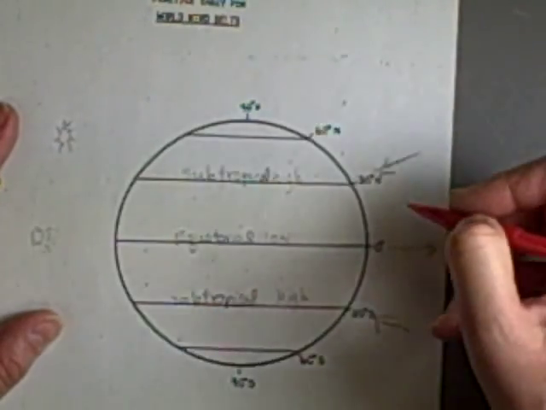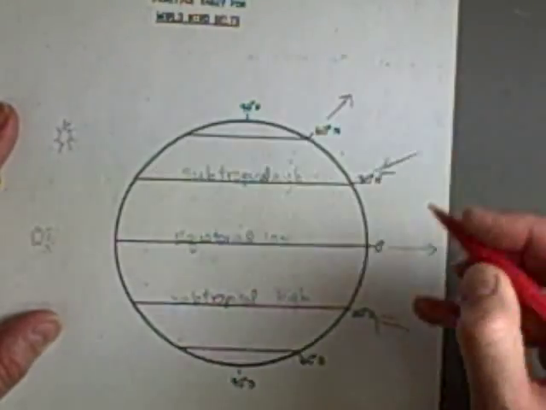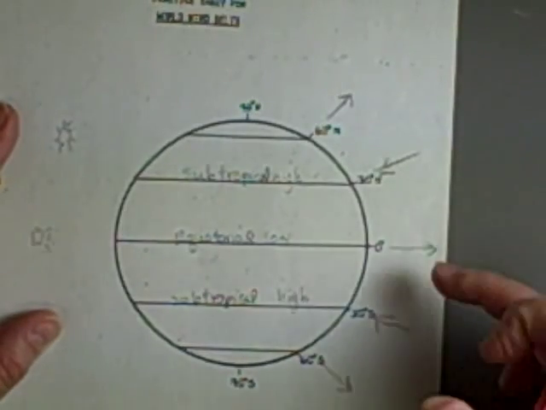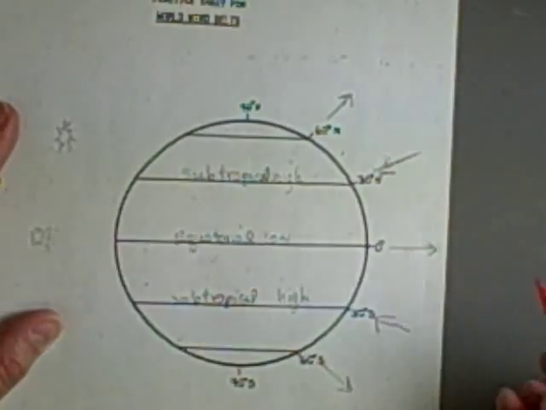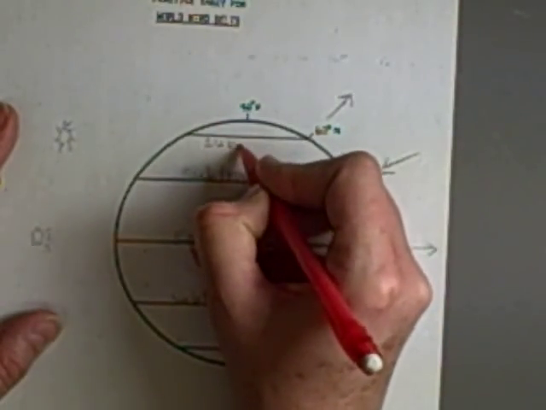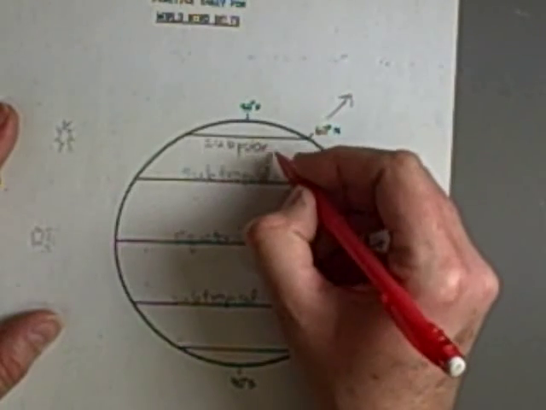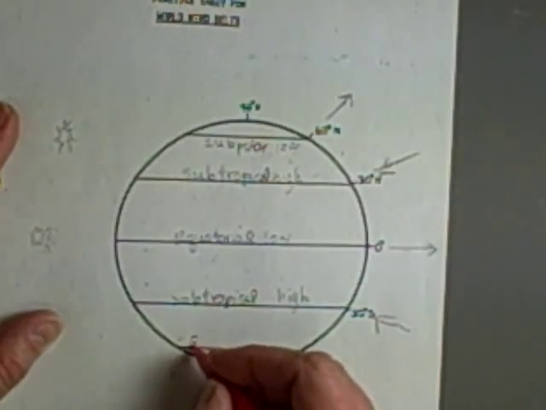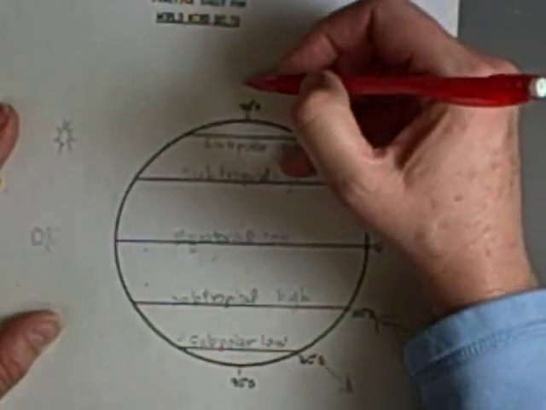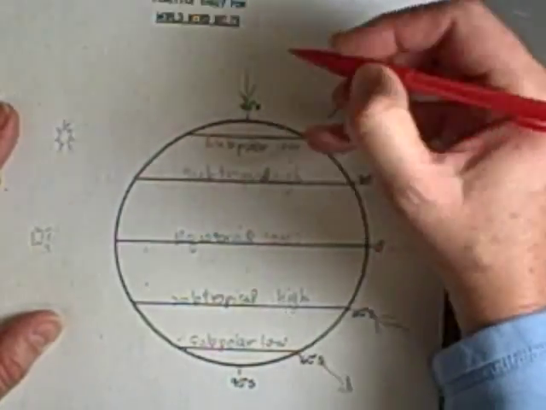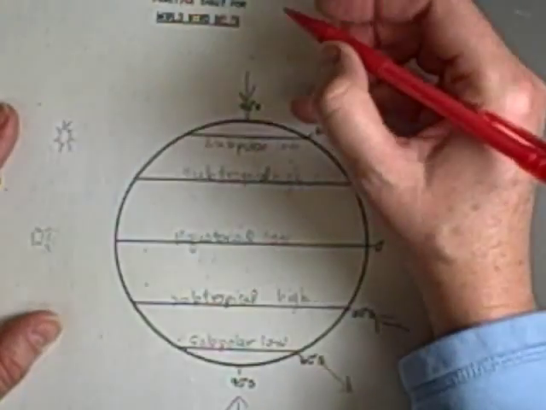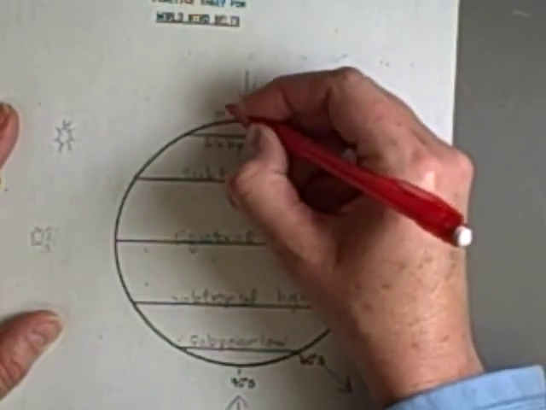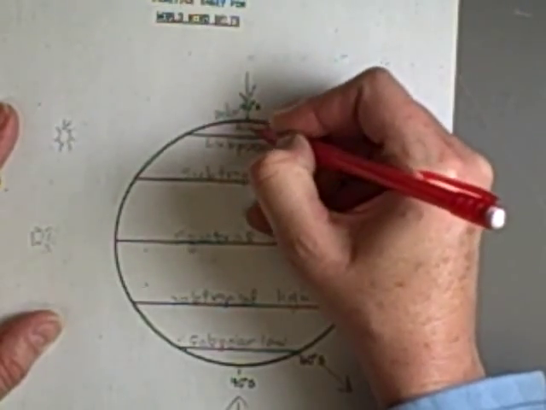All right, then remember that since we have a high here, we will then have another low on either side. It goes low, and then we'll also have a high here. This is the subpolar low, because it's below the poles. And this is also the subpolar low. Then finally, we're going to have another high at the poles, and not surprisingly, it's going to be called the polar high. Let me just write this here, polar high.